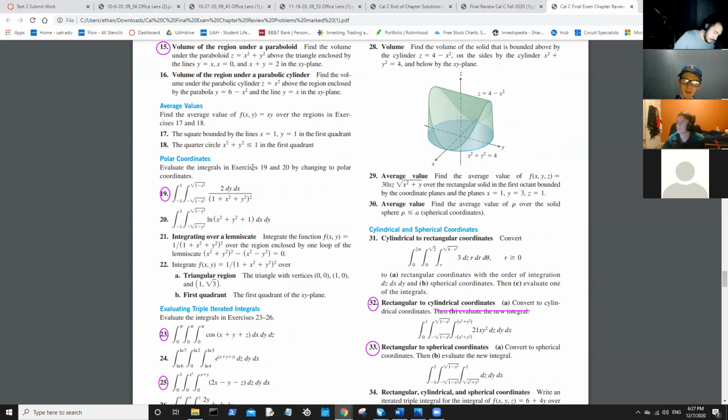So what is the rule? R is equal to what? And X and Y? R is equal to the square root of x squared plus y squared. X is equal to R cosine theta, and then Y is equal to what? R sine theta. Yep. All right.